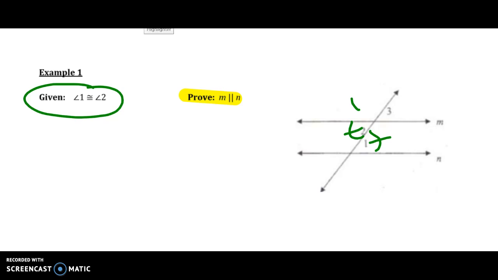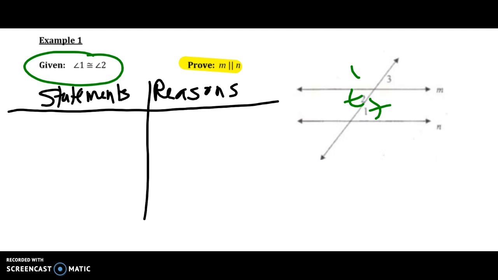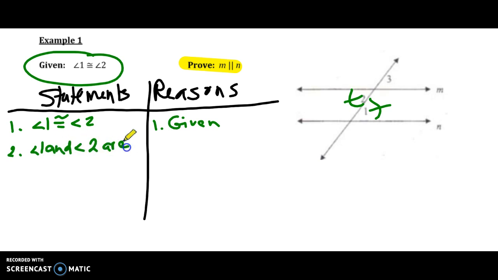So I'm going to set up my 2 columns. I've set up my 2 columns here, my statements and my reasons, and we know that the first line of every proof is what you're given. Angle 1 congruent to angle 2. How do we know that? They gave it to us. So if you notice, the angles that they gave us are alternate interior angles. They told us that those are congruent. So secondly, I can state that angle 1 and angle 2 are alternate interior.